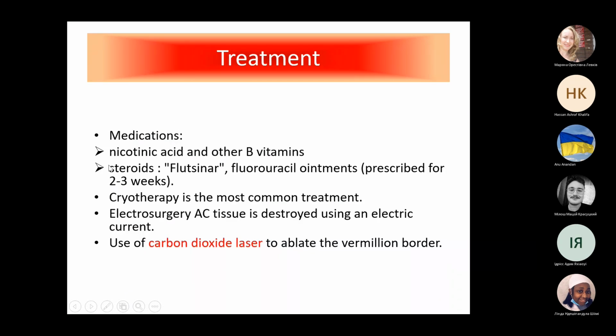Treatment. Medications: nicotinic acid and other B vitamins, steroid ointments topically. Flucinar, fluorouracil ointments, prescribed for 2-3 weeks, once again, topically. Cryotherapy is the most common treatment. Electrosurgery and carbon dioxide laser to ablate the vermilion border.